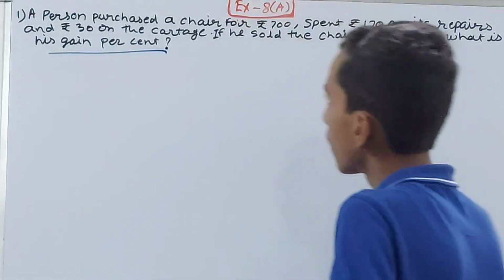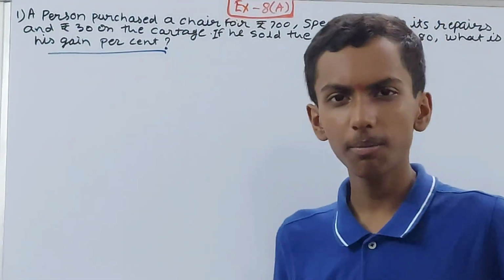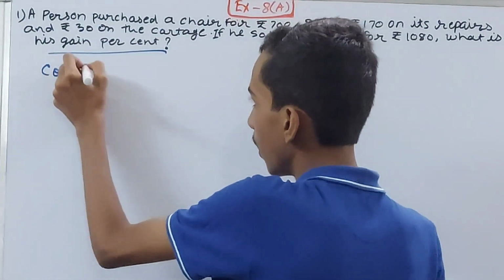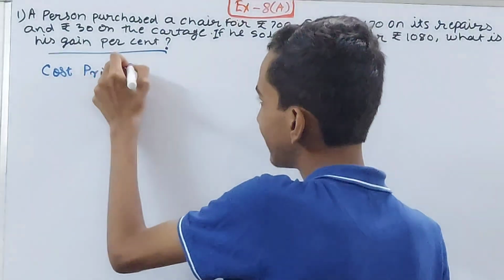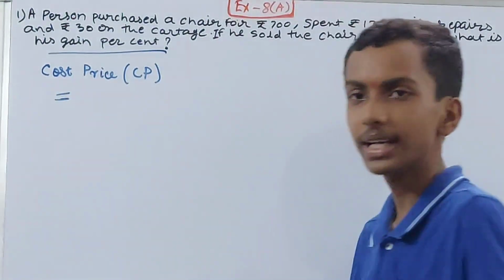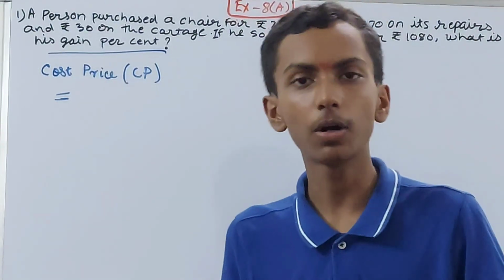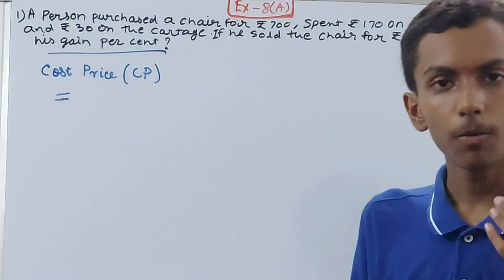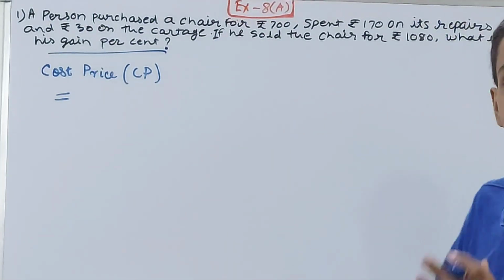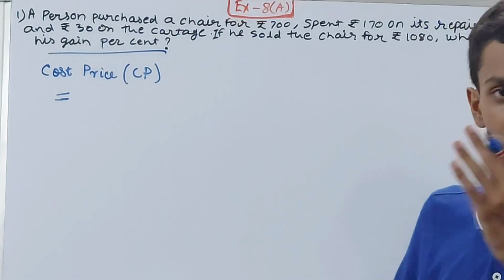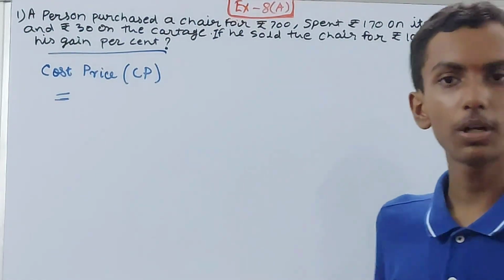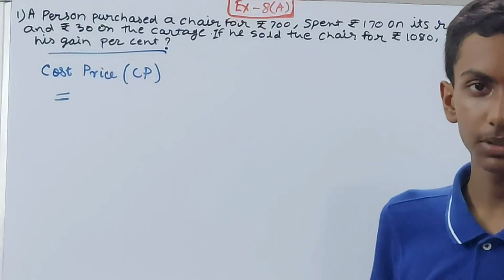First of all, we will know a few things before we begin. We will calculate the cost price, which we call CP, cost price of the article. Cost price is the price at which an article is bought or purchased. That is the cost price. So it includes everything: repair, cartage, or moving the article from one place to another, and the price of the article.